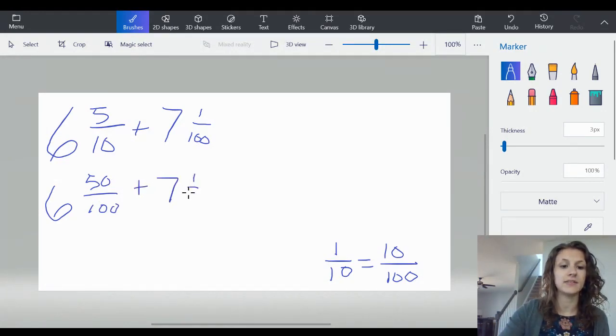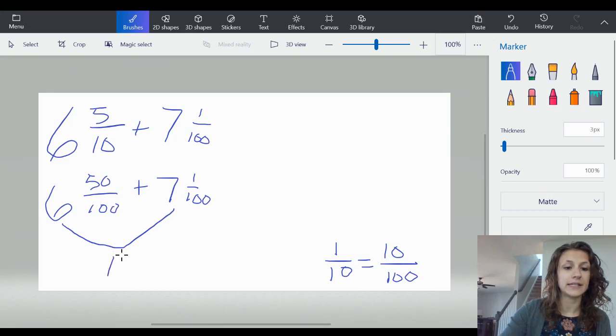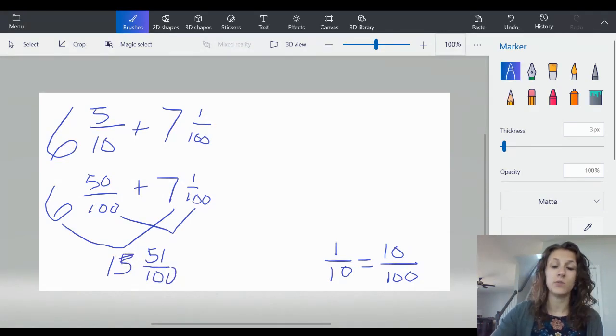Okay, now that I have similar units, I can go ahead and add with my similar unit. 6 plus 7 would be 13. And 50/100 plus 1/100 would give me 51/100. So my final answer would be 13 and 51/100.